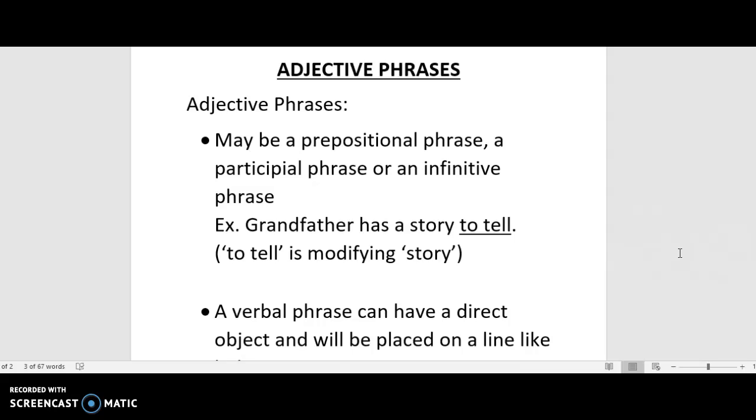So one of the things that I want you to do for homework, and this should be on the sheet, is that I want you to create 3 funny sentences with misplaced clauses.